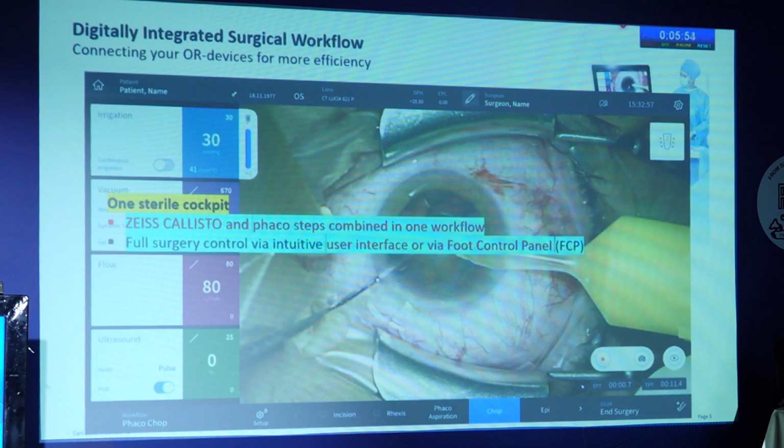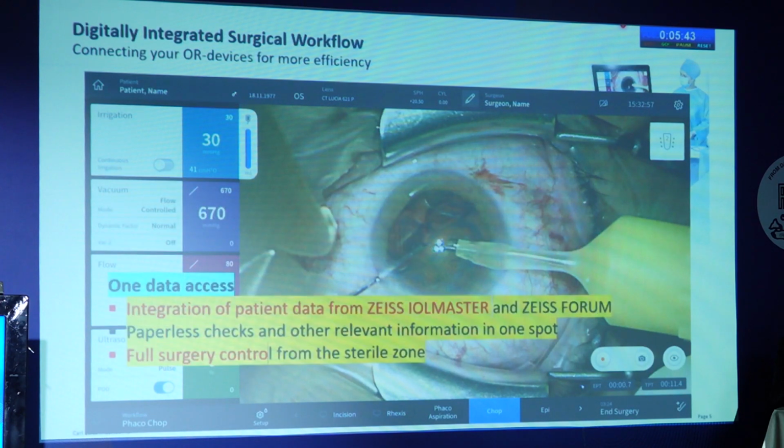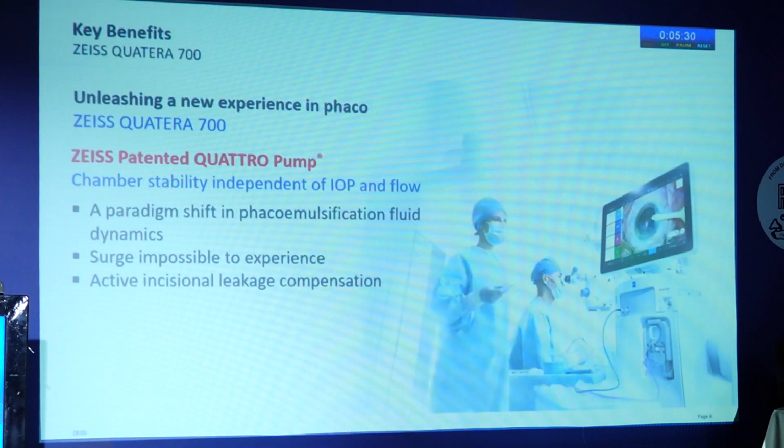You can control everything either through your intuitive user interface, which is a touchscreen, or through the foot pedal control. Then, of course, by looking into your data from the IOL Master 700, you can have a paperless check, and there is less risk of any transcription error, as has already been pointed out by the previous speakers.